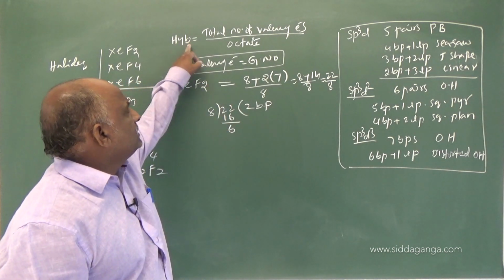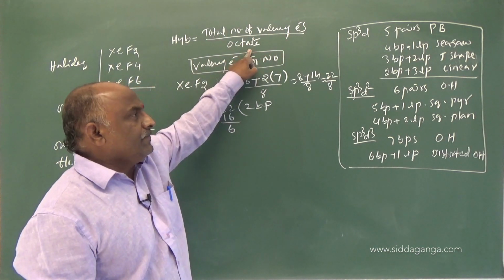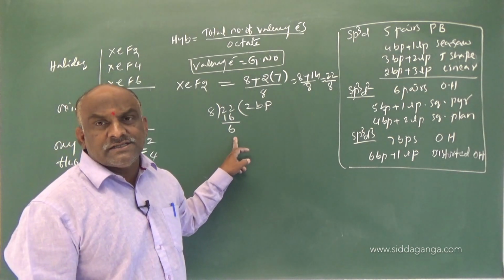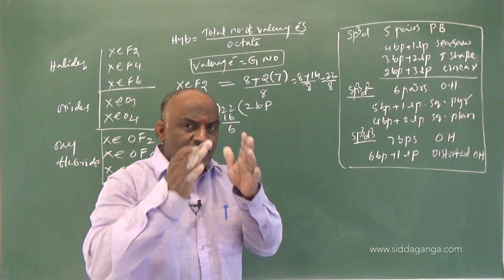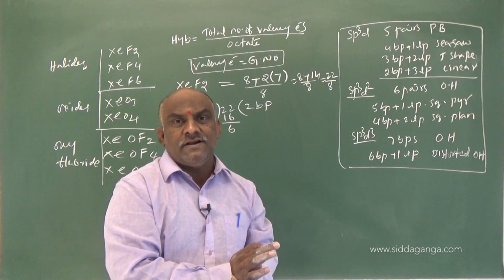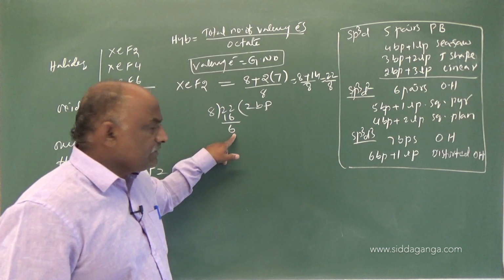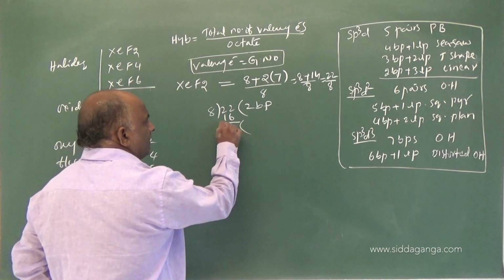Actually, what is the formula? Hybridization is equal to total number of valency electrons divided by octet. The balance is less than 8, less than octet. Once you get a value less than 8, divide it again by 2, because values less than 8 are satisfied with the helium configuration. So simply divide the left value by 2.